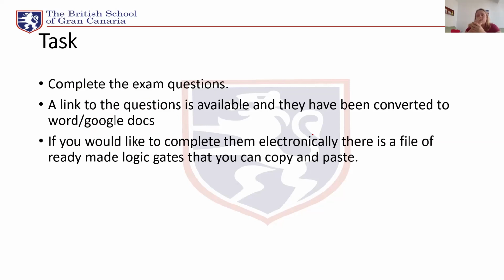I'm going to give you 3 exam questions of constructing logic circuits and completing truth tables. They're converted to a Word document. So if you wish to use a graphics tablet to complete the exam questions, you can. But also I've put on there some electronic templates of the logic gates, and you can cut and paste them on there and join them with lines. Or if you wish to complete this on paper, take a photo of it and upload it as an assignment.